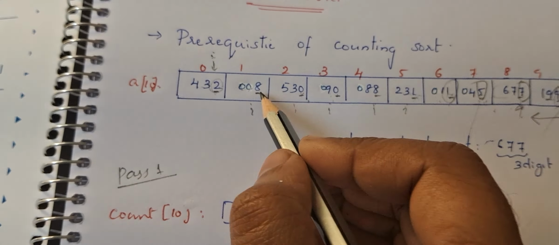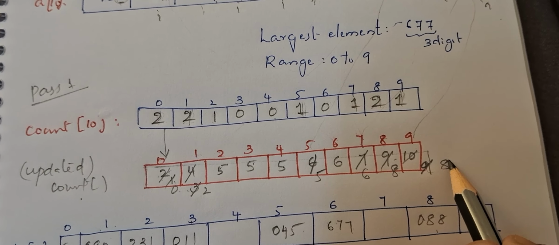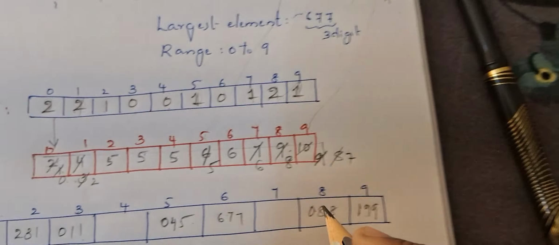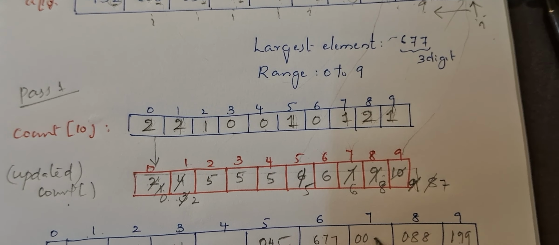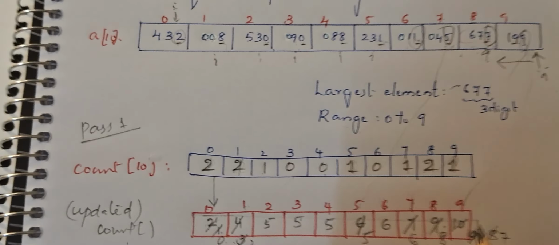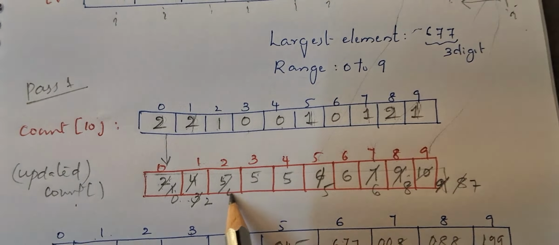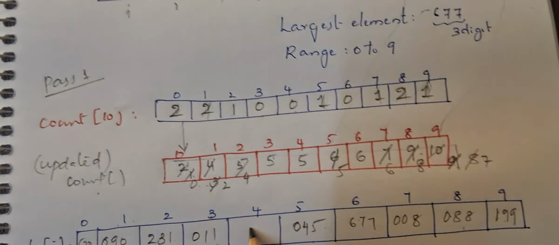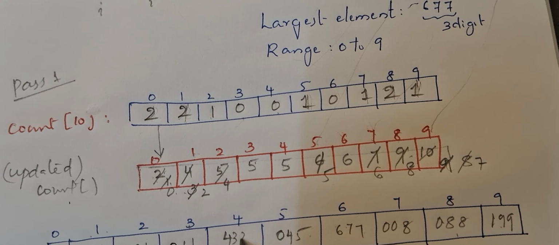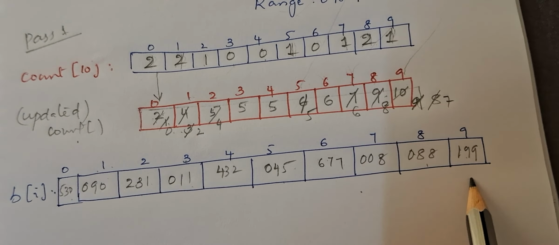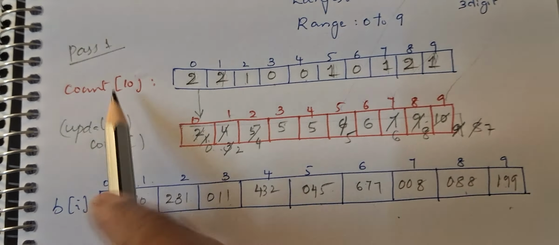Then again the I value is decrementing. So a of 1 equal to 8, go to index 8 of the count array, decrement the value by 1, go to index 7 of the array, then store the result. Then again I here, so 2, go to index 2 of the count array, decrement the value by 1 and go to index 4 of array B and store the result, that is storing 432 here. So after pass 1 you will get the array like this. So this is our current array. First pass completed.